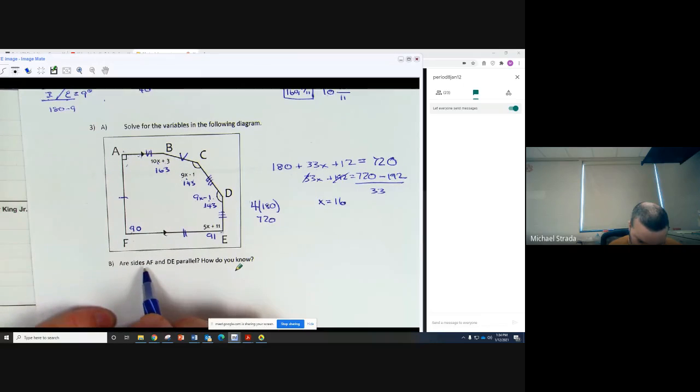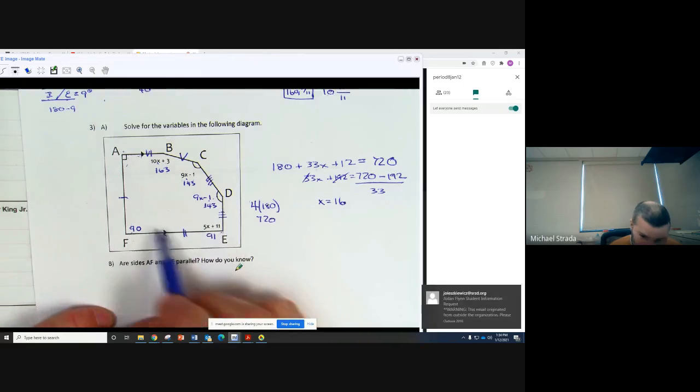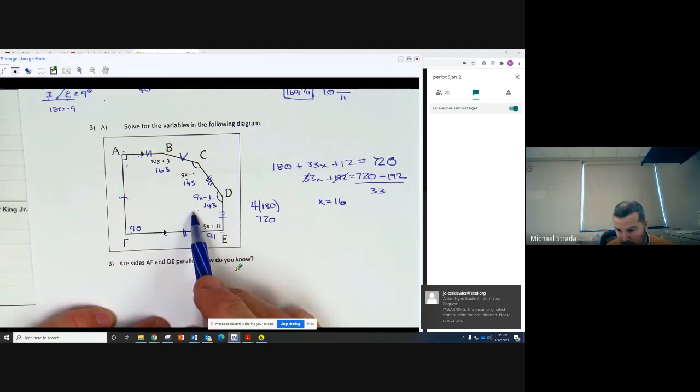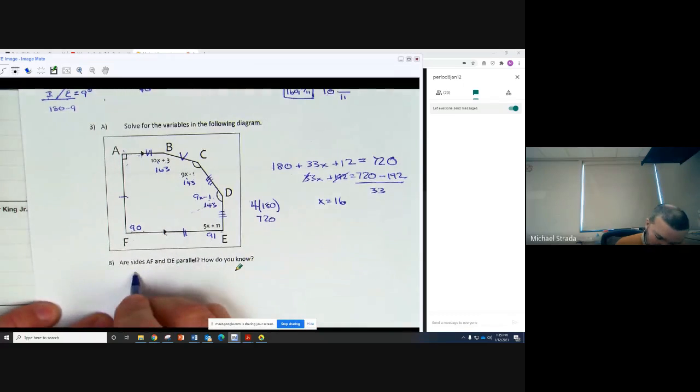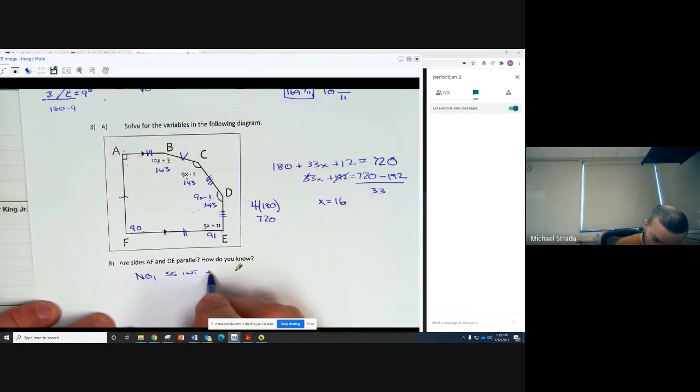Part B says are sides AF and DE parallel. Well, if these were parallel, these angles would be same side interiors. They'd be supplementary. That's 90 and that's 91. So therefore, no, same side interiors do not add up to 180.